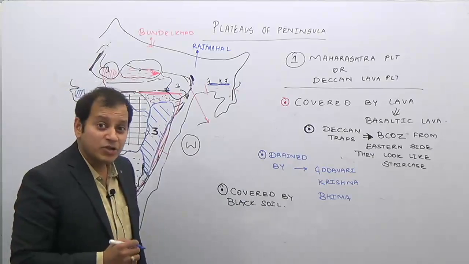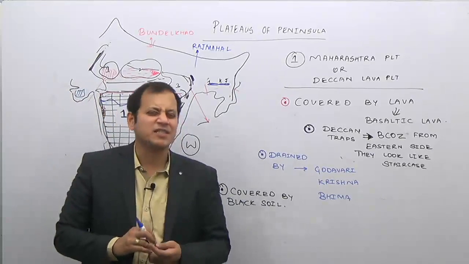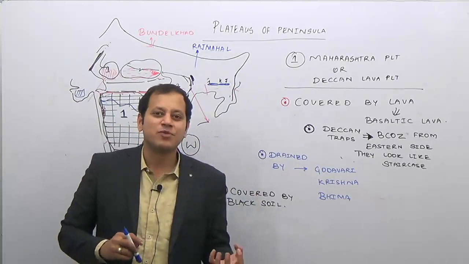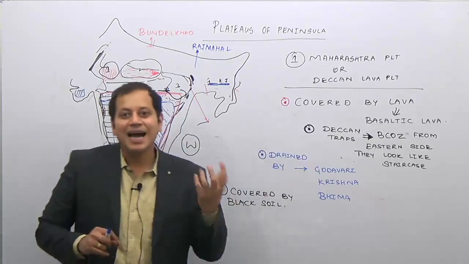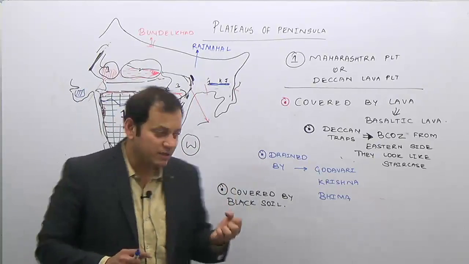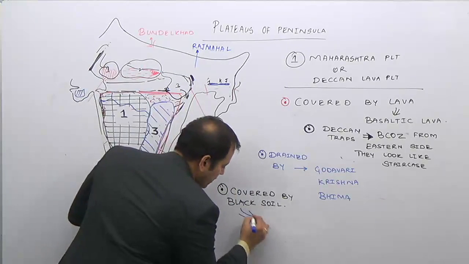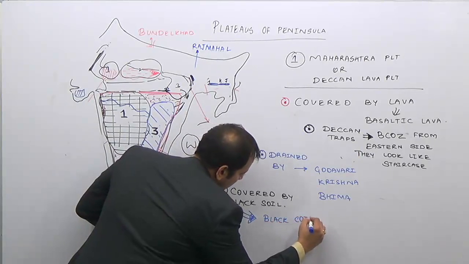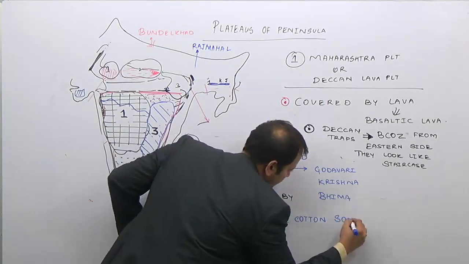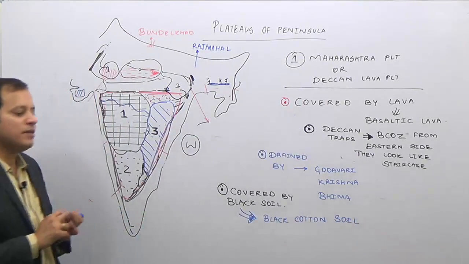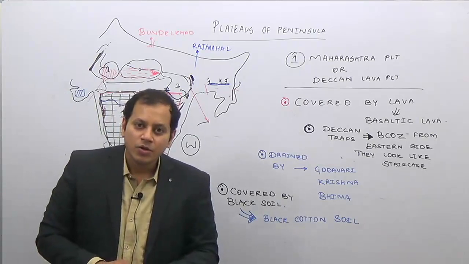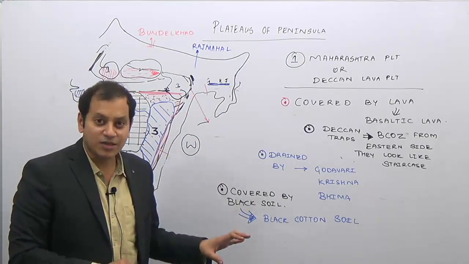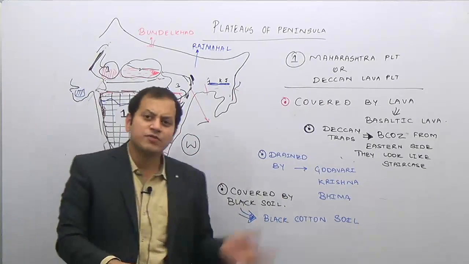It is covered by black soil. Now, the important features of this black soil, etc., we will do while doing the soils. But remember, this black soil is an extremely fertile soil, and it is especially famous for cotton cultivation. So as a result, this is also known as black cotton soil. So this is a region covered by black cotton soil, which is famous for cotton cultivation.